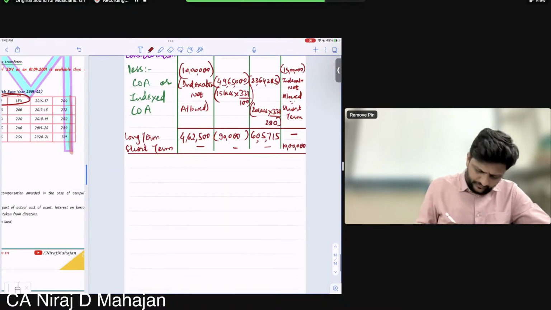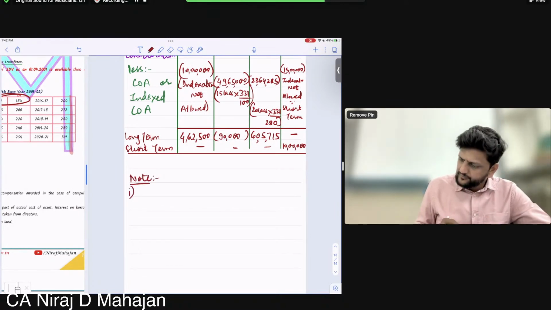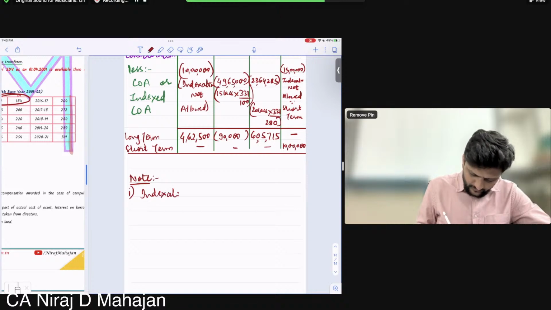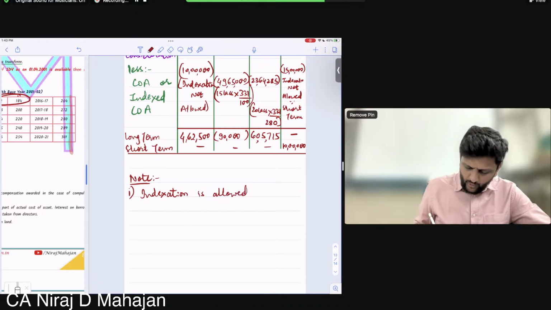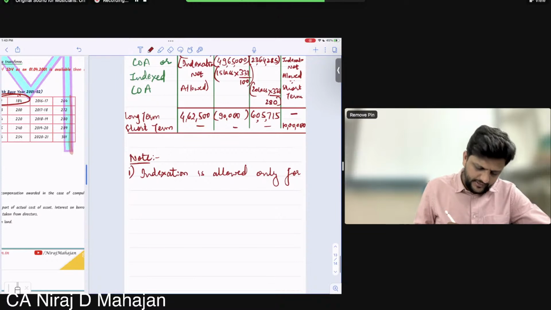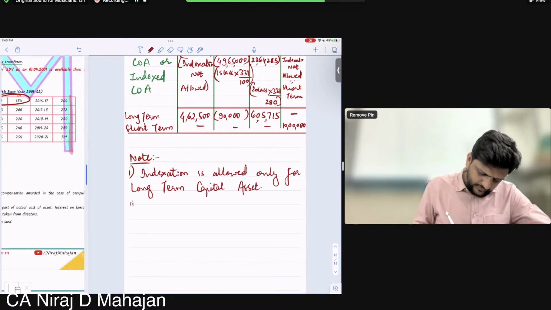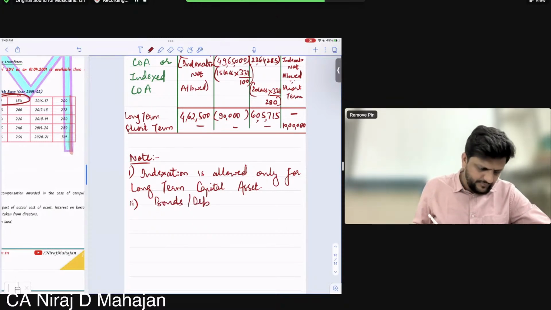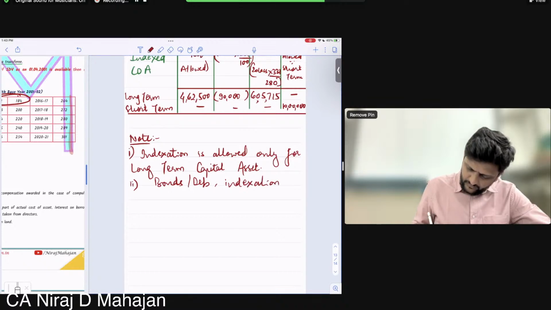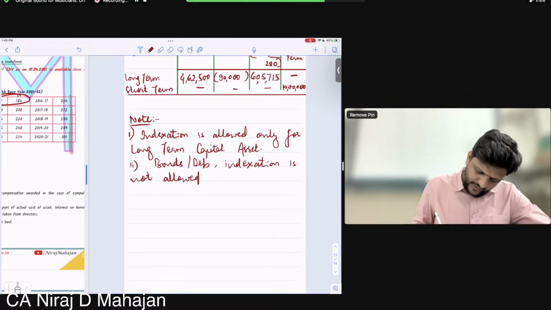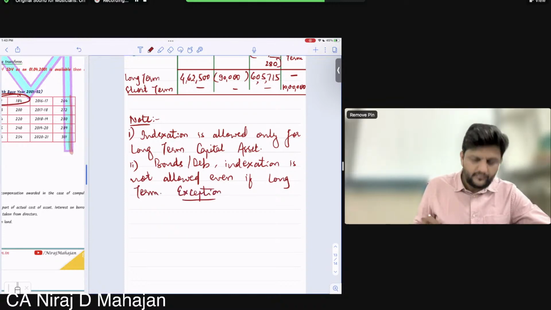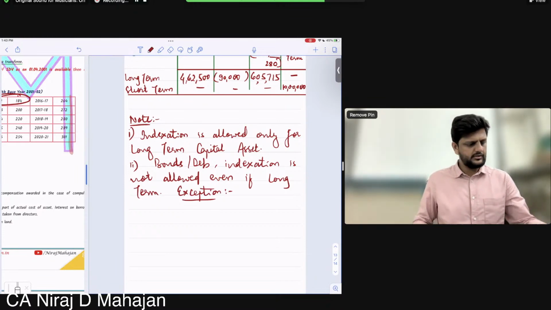Till here, write a note. Indexation is allowed only for long term capital assets, right? Fine. Second, for bonds and debentures, indexation is not allowed, even if long term. Exception, which one? Capital index bonds and gold sovereign bonds. Correct?